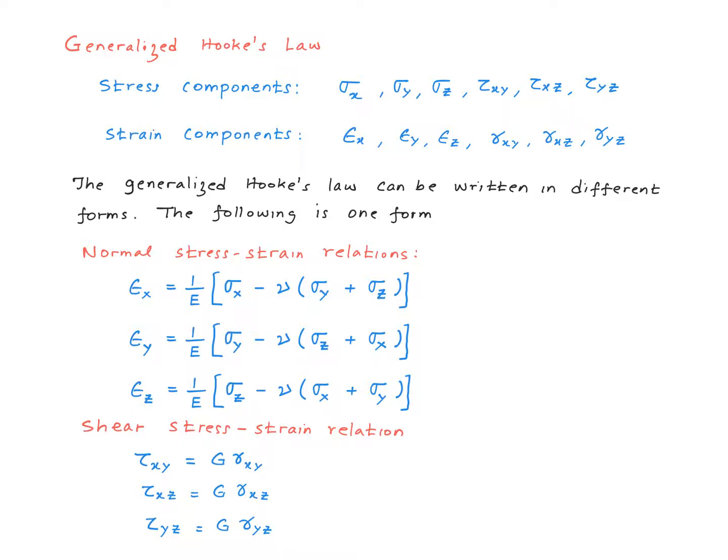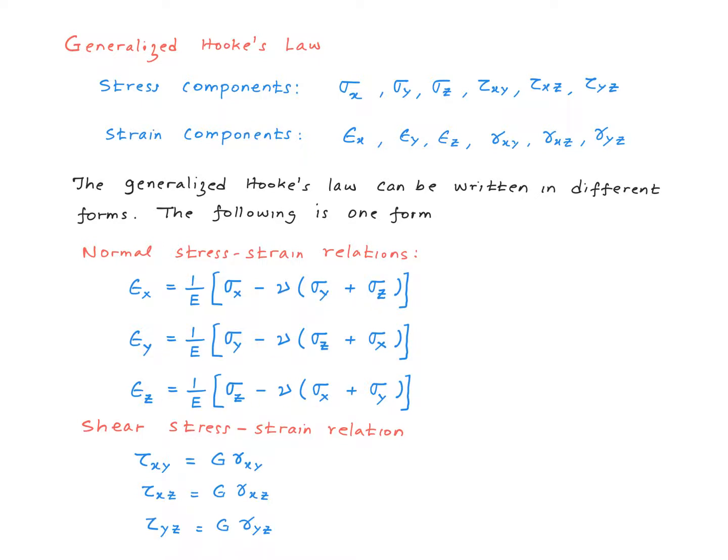There are a total of 6 relationships. 3 of them relate the normal strains to the corresponding normal stresses, and 3 of them relate the shear stresses to the shear strains. Let's look at the first of the 3 normal stress-strain relationships. Epsilon x equals 1 over E times sigma x minus nu times sigma y plus sigma z. We note that all 3 of the normal stresses, sigma x, sigma y, and sigma z, affect the value of epsilon x. If you're trying to understand the pattern here, the first stress component right here goes with the strain that we are seeking. So this is going to be sigma x because this is epsilon x, right?